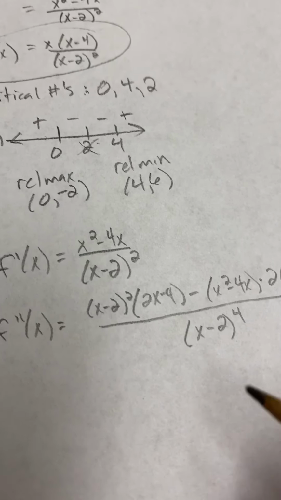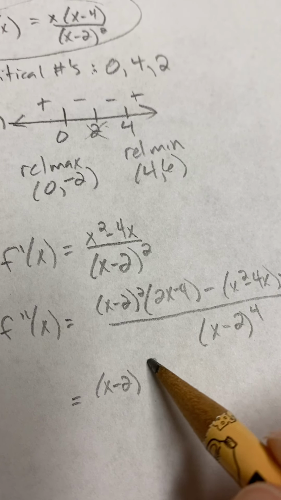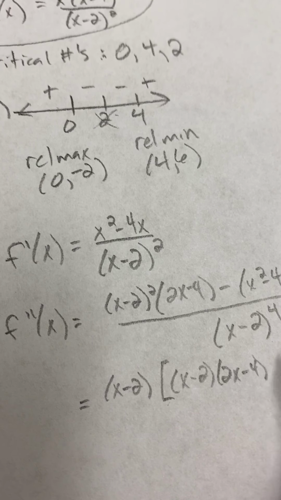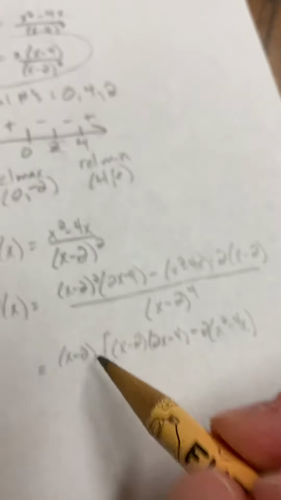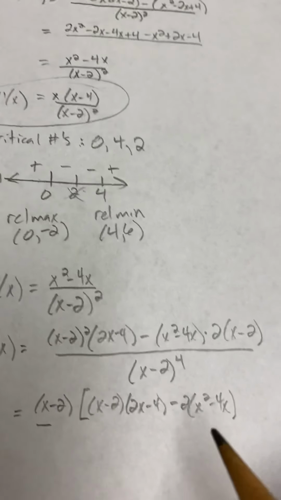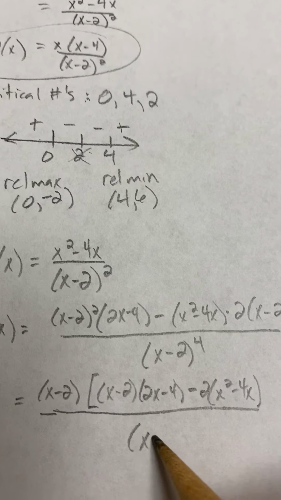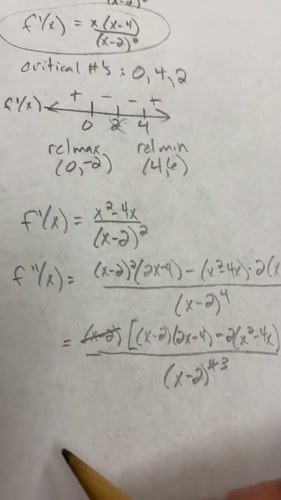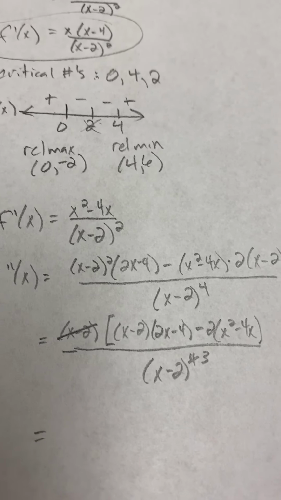All right, again, just like the last one, I think we should factor out an x minus 2. So that's going to leave us with x minus 2, 2x minus 4, minus 2, x squared minus 4x. Sorry, I can't see that. My paper is starting to shift. It's kind of annoying. All over x minus 2 to the 4th. One of those cancel. And then we're going to FOIL and combine our like terms.